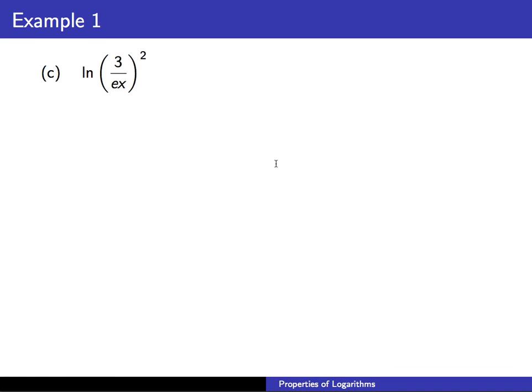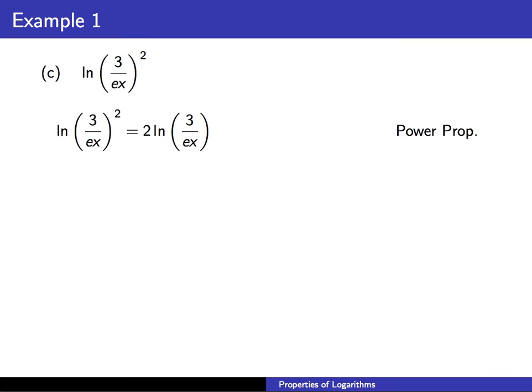Part C, we have the natural log of 3 over e times x, and that whole 3 over e times x is being squared. So we have this exponent 2. Let's bring that exponent down in front of our natural logarithm. So we have the natural log of the squared expression, 3 over e times x, equals 2 times the natural log of 3 over e times x using our power property for logarithms.